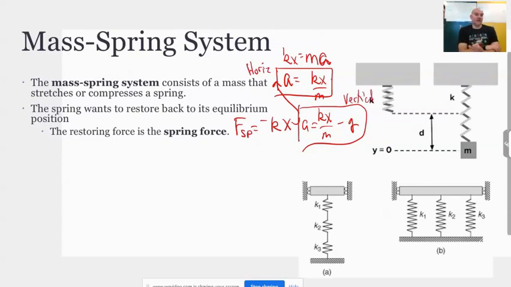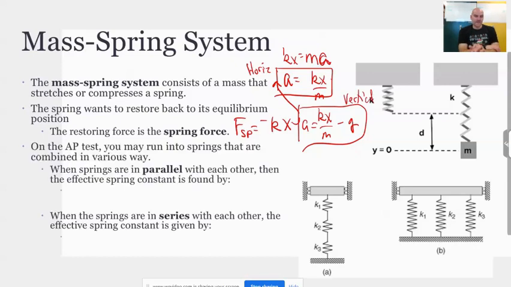That's going to come into play, especially when we look at the example problem where we're deriving the period equation. But something that the AP test and Physics C do is put springs in combination. When springs are in parallel, so this one over here is our parallel set, you have to find the effective spring constant of the system. One thing to note is that if the mass is being hung from multiple springs, every spring is going to stretch the same amount.